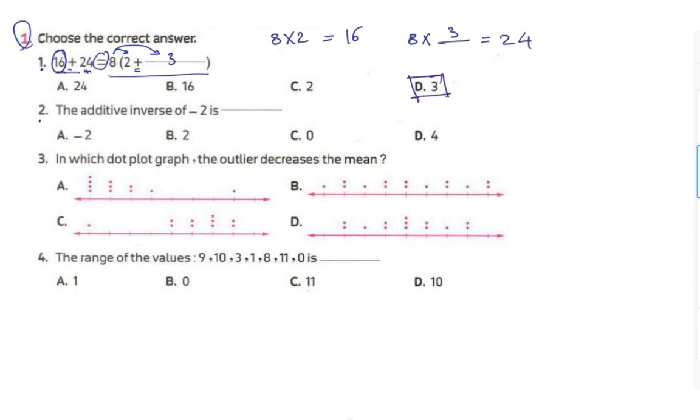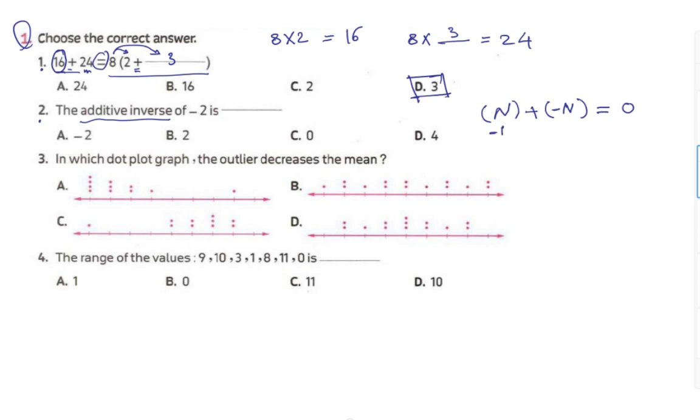Point number 2. The additive inverse of negative 2 is what? Negative 2, positive 2, 0 or 4. What is the additive inverse? Any number added to its additive inverse, I will have 0. So n plus negative n equals 0.